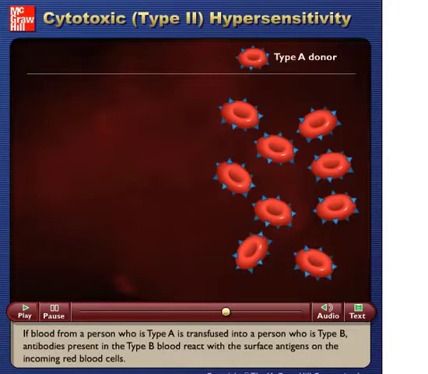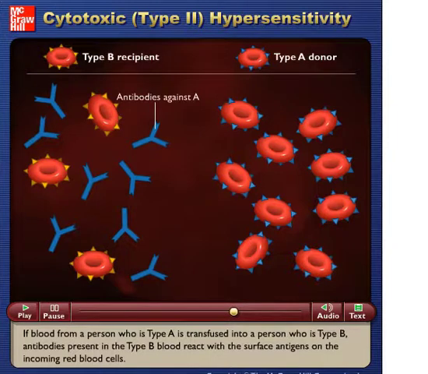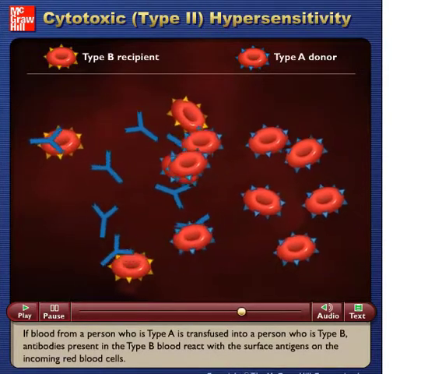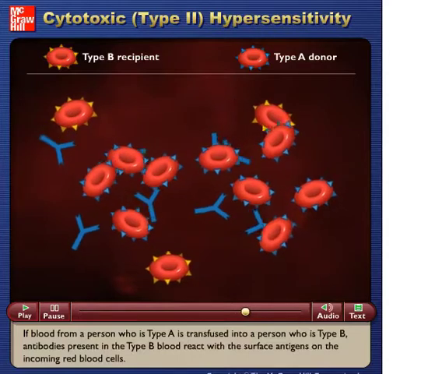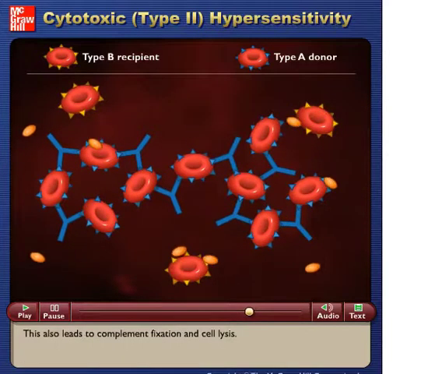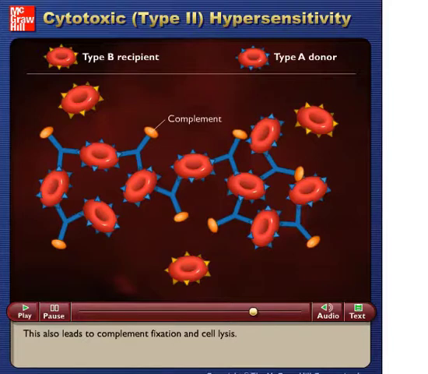If blood from a person who is type A is transfused into a person who is type B, antibodies present in the type B blood react with the surface antigens on the incoming red blood cells. This also leads to complement fixation and cell lysis.